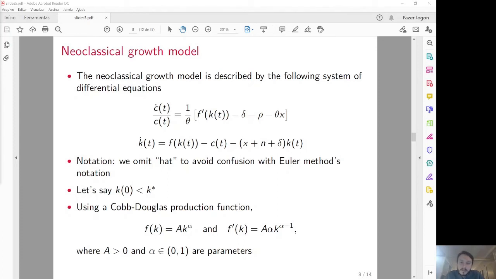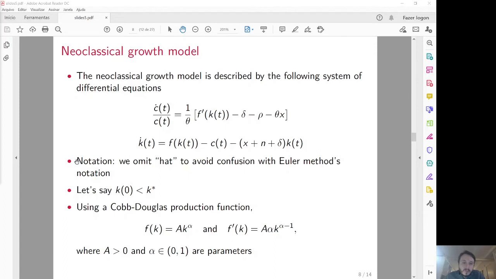Okay, now let's go to the neoclassical growth model, and we will learn how to simulate this model. In particular, we will learn how to simulate the paths of consumption and capital at several points in time. And to do this, we will use the differential equations that characterize the general equilibrium and the phase diagram that we learned in class also.